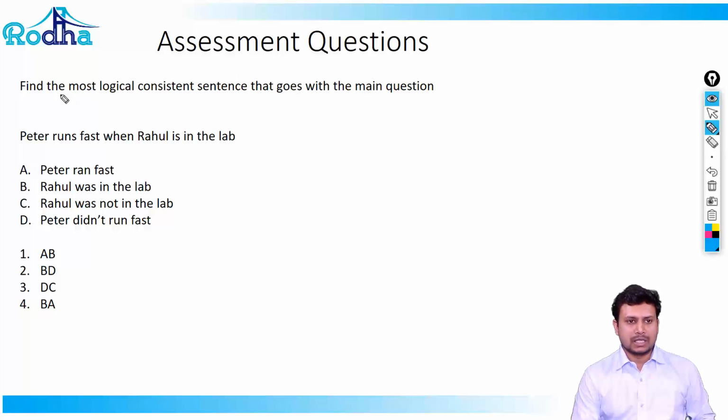Let's look at the first question. It says find the most logically consistent sentence that goes with the main question. And what's your main question? This is your MQ. It says Peter runs fast when Rahul is in the lab. Now, what form is this? If you go back to the concept lectures, this form is A if B, where if is replaced here by when, so it becomes A when B. So A is Peter runs fast and B is when Rahul is in the lab.